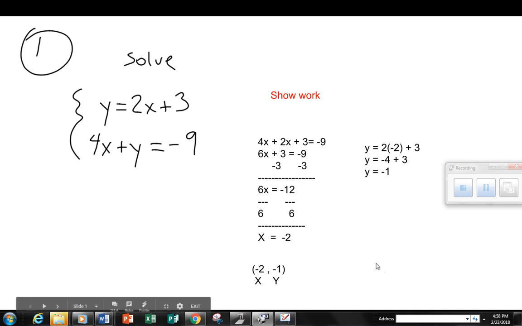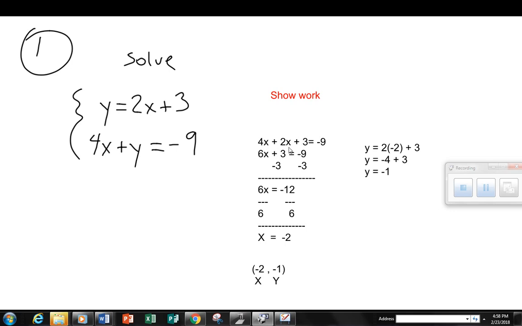So this first problem here, thank you to the math students for letting me use your work, is solving by substitution. I'm going to take this y, which is solved for y, and replace it right into the other equation's y. So you can see they have 4x, and where that y used to be, I have 2x plus 3 inside there.